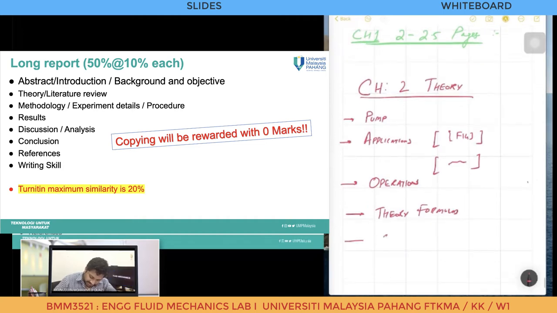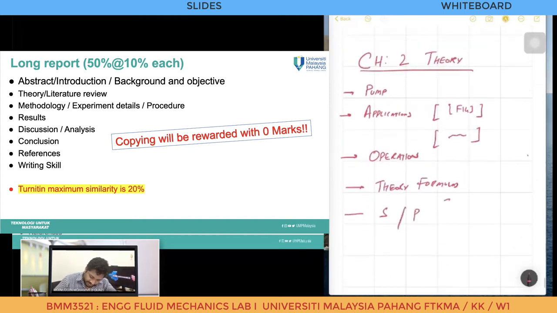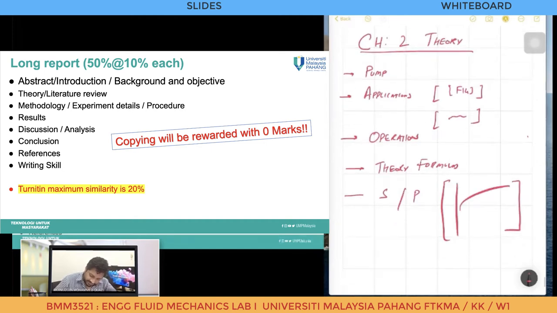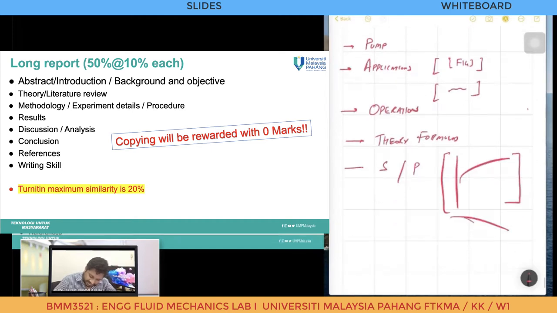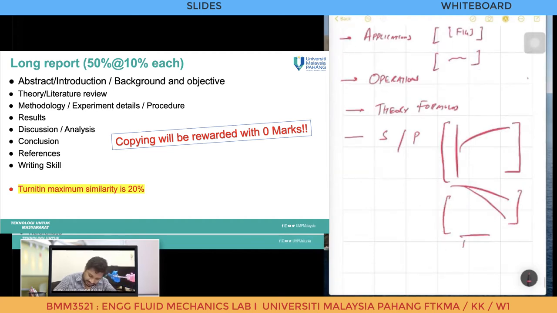What is a series and what is a parallel pump? What is the pump characteristics curve? Okay, for series, what is it, and for parallel? You can make graphs and show figures, something like that. So this is how you're going to cover the theory.